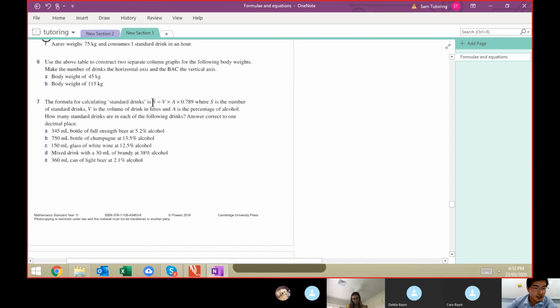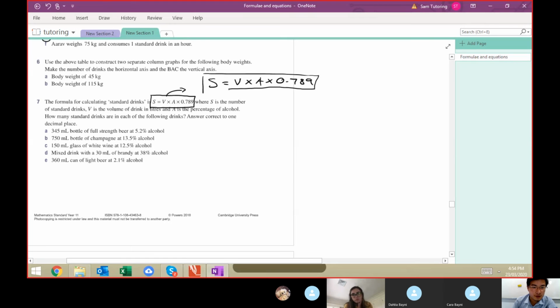Oh, this is interesting as well. We need to calculate standard drinks. As you may know, alcohol comes in a variety of volume and potency. This formula tells you how to calculate the standard drink, in terms of proportion of one typical standard drink. In this formula, S is equal to V multiplied by A multiplied by 0.789, an equation that everyone has to know for standard drinks.